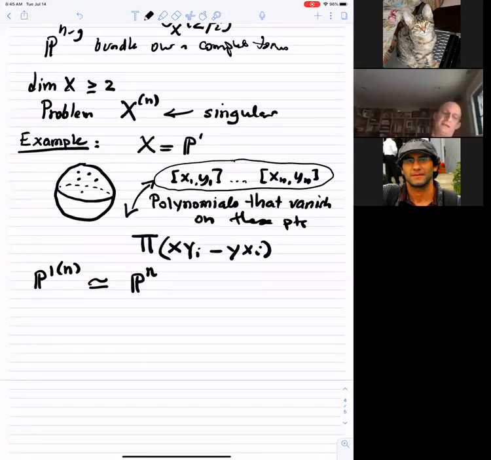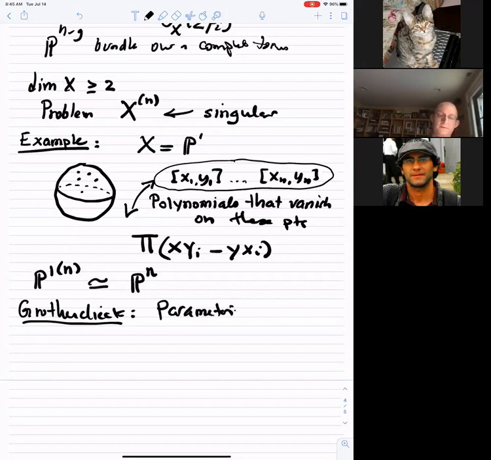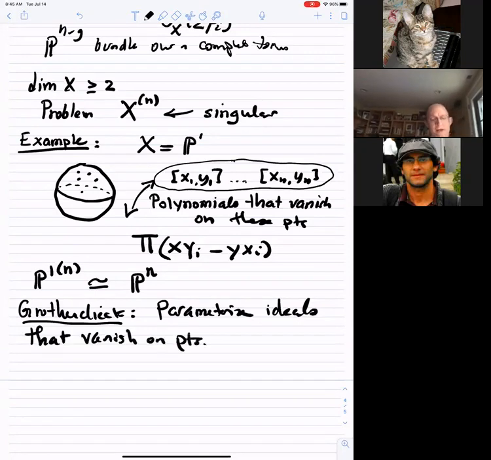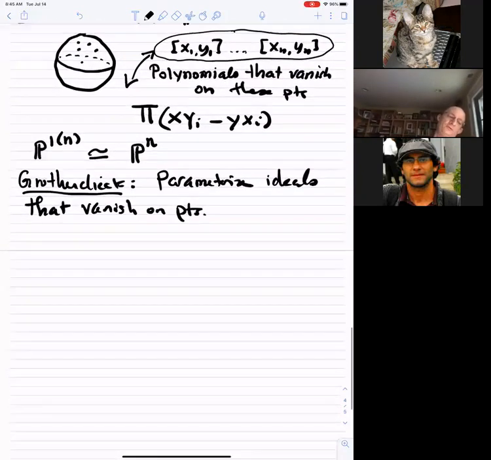But now you can take this further. Instead of thinking about points on the space X, you can think of the ideals of polynomials that vanish on those points. So Grothendieck's idea: instead of parameterizing points, parameterize ideals, the ideals that vanish on the points. And you can do this much more generally, not just for points, but for any kind of scheme. So maybe let me introduce this a tiny bit.